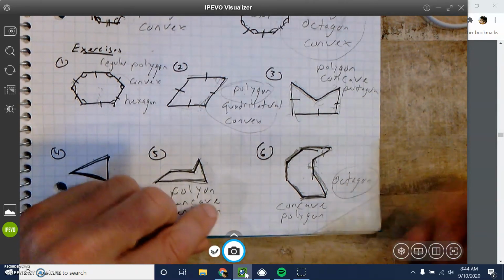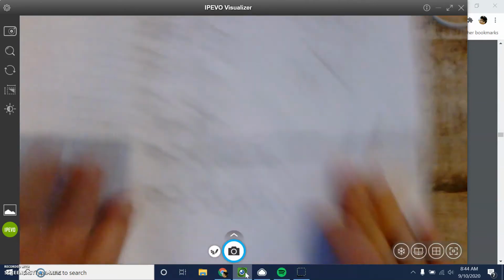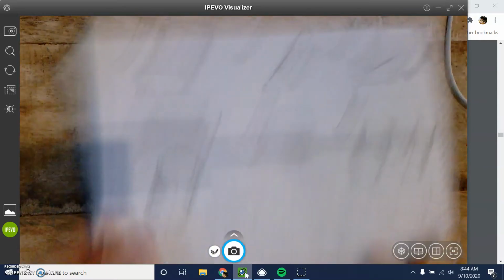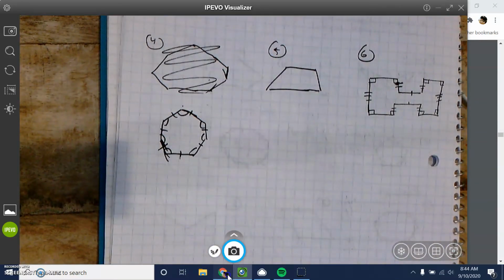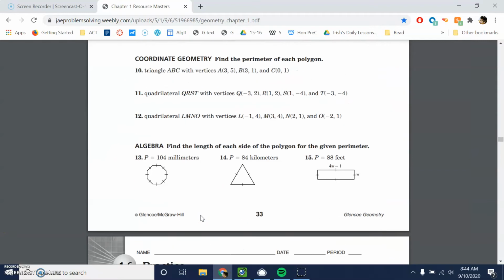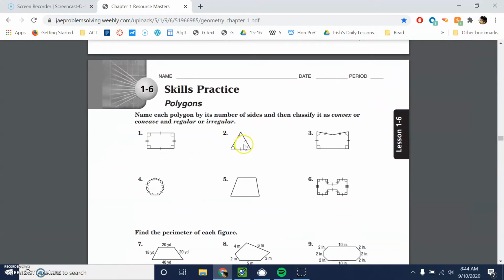Okay. Now you're going to try. All right. So look down here. See this? 1, 2, 3, 4, 5, 6. Draw these in your notes and classify them by the number of sides. Tell me whether it's convex or concave, regular, irregular. Okay? Ready, set, go. All right, let's see what we got.